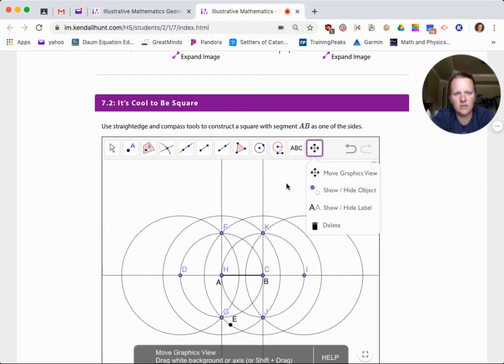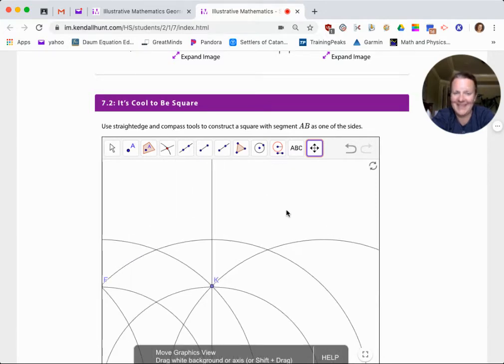I'm actually going to zoom. Wish I could easily zoom when I start zooming with my fingers. Whew. It gets messy.